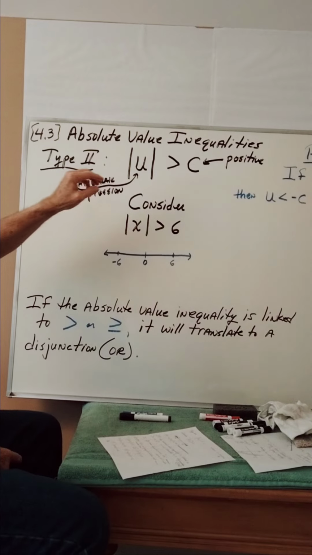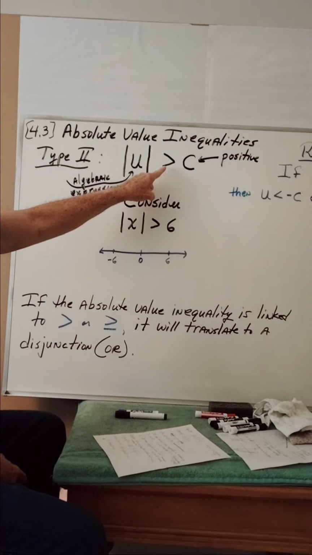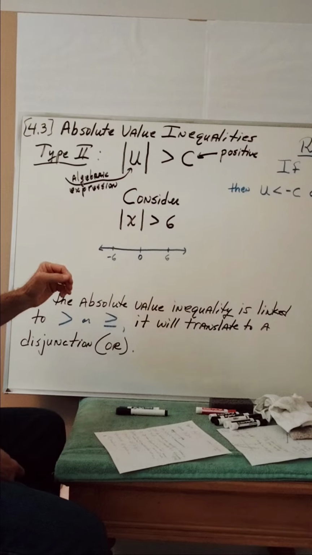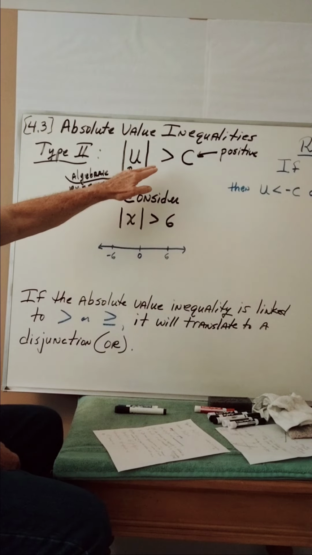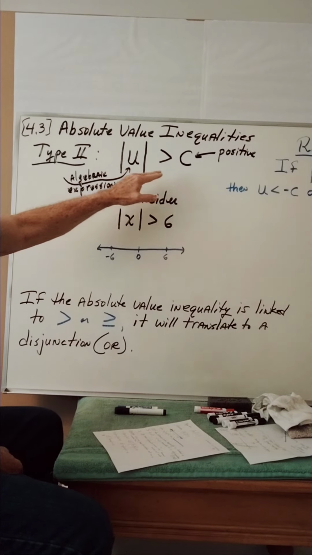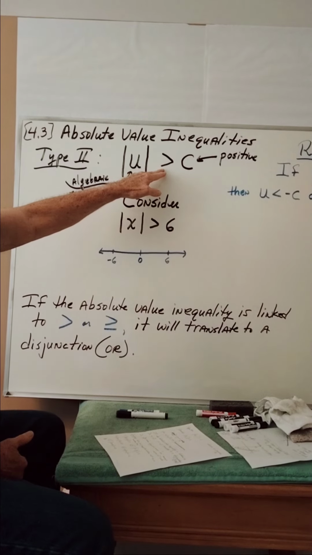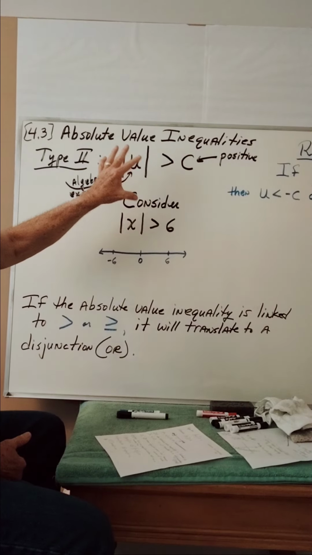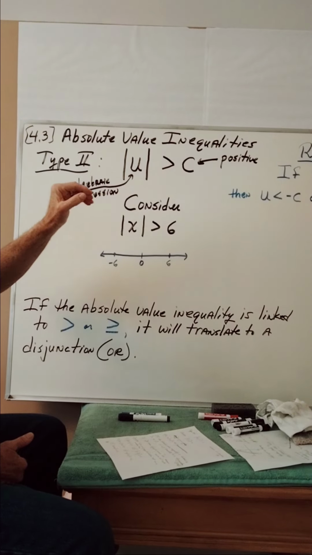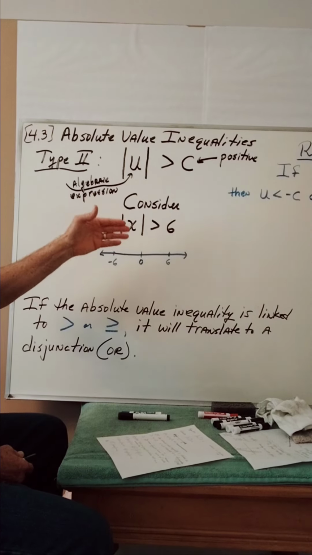And that is the type where the inequality symbol is linked to is greater than or equal to. And we're going to find out in a moment that whenever you have an absolute value inequality that is linked to is greater than, the translation of that inequality will always become a disjunction, an or, a union of sets.